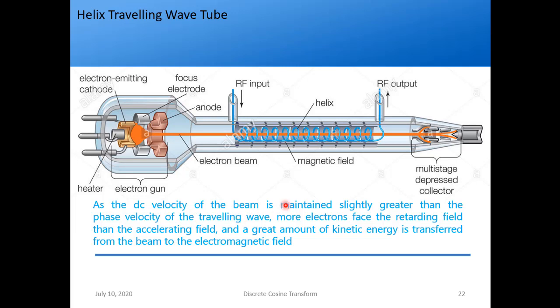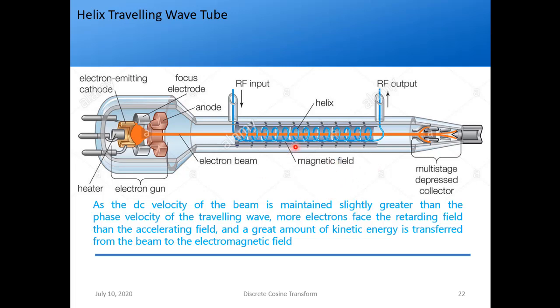What will happen because of this? More electrons face the retarding field. If more electrons are facing the retarding field, it means more energy is transferred to the RF wave. I had given a simple example. If you are running very fast, right, and if you try to stop immediately, you are not able to stop. So when you apply retardation in one sense, you go a bit farther, right? That is what is happening here.